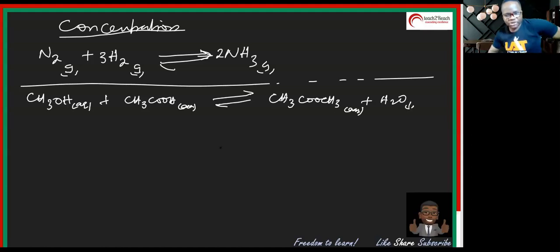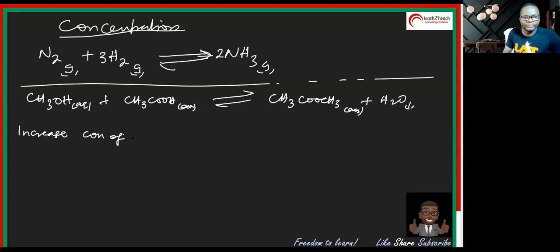Now, if you look at this reaction, it's at equilibrium. We have reactants and product. So if we increase the concentration of, let's pick any of the reactants, the concentration of methanol, what is going to happen? That's the first thing. We have altered the equilibrium. This system was at equilibrium, then we change the equilibrium by increasing the concentration of methanol. So the question is, what will equilibrium do in order to restore itself?